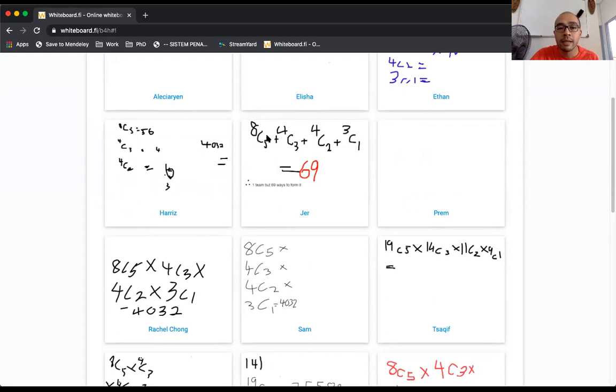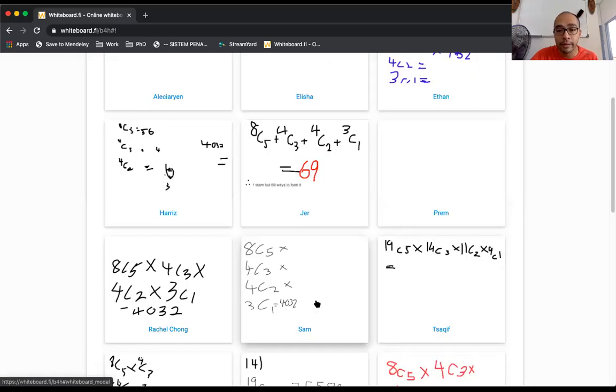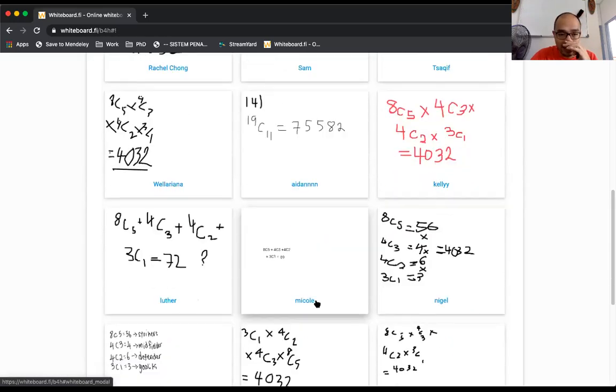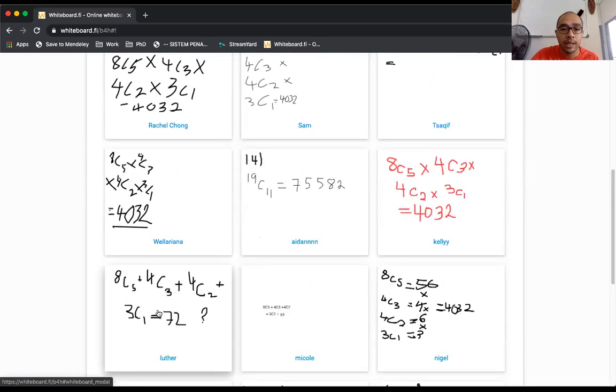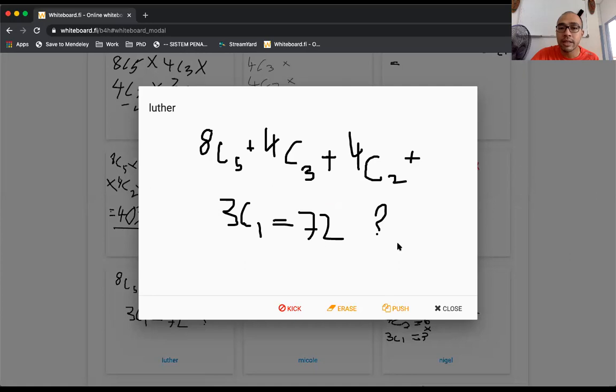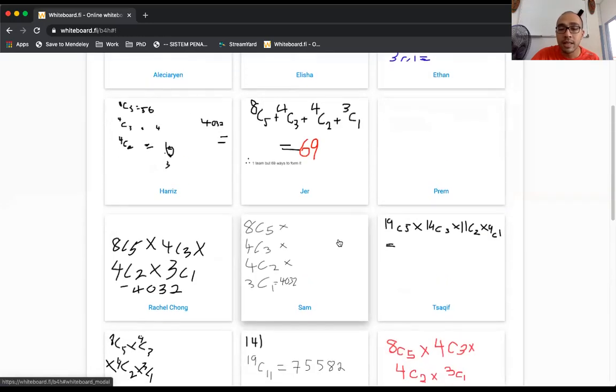And some of you think that there are 69 ways to form it because you use plus. For example, Jeremy used plus because neither one is dependent on one another. That's one way of looking at it. Others, you see, Luther also had the same thought process, but I don't know how he got 72. I don't know which answer is correct.